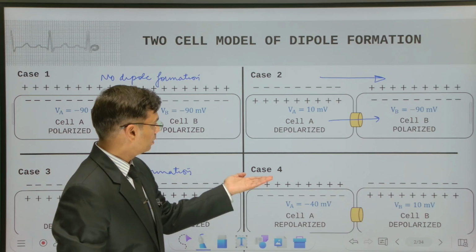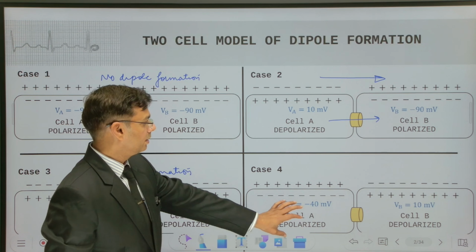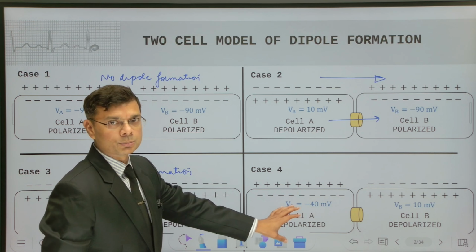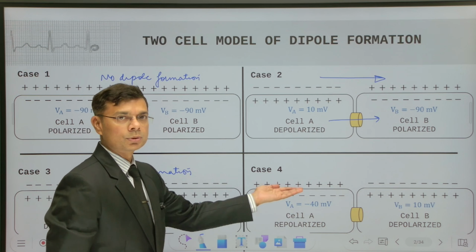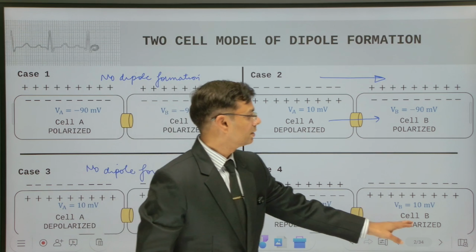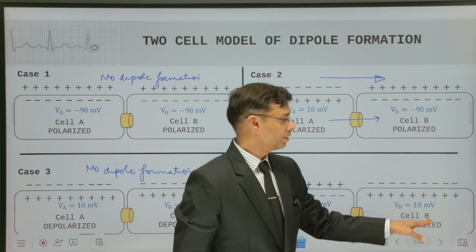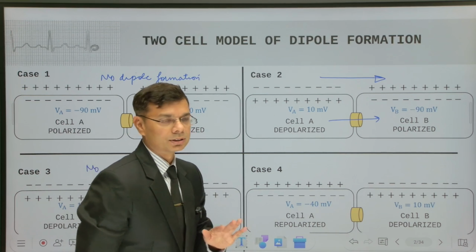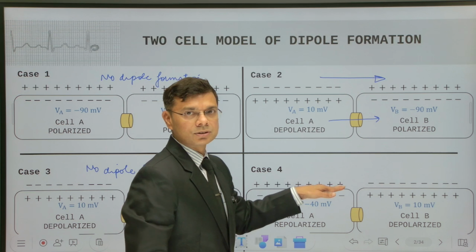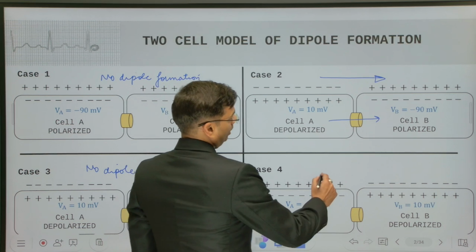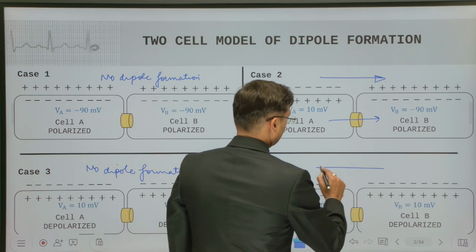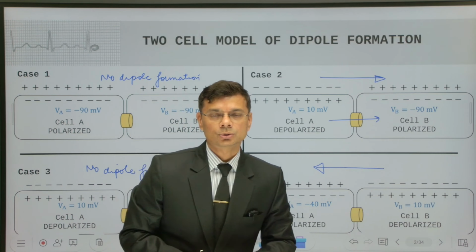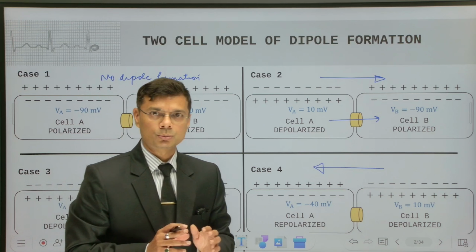Now talking about case 4, here cell A has started to repolarize, and when it is getting repolarized, the charge outside is again positive, and this cell is still at the depolarized state, so its charge outside is negative. So just think of the charge outside the cell membrane. If there is a difference in the charge from one cell to another, just make a dipole. So here in this case the dipole is something like this. So this is the dipole in the case of two cells. I think you have understood the concept of dipole from the two-cell model.